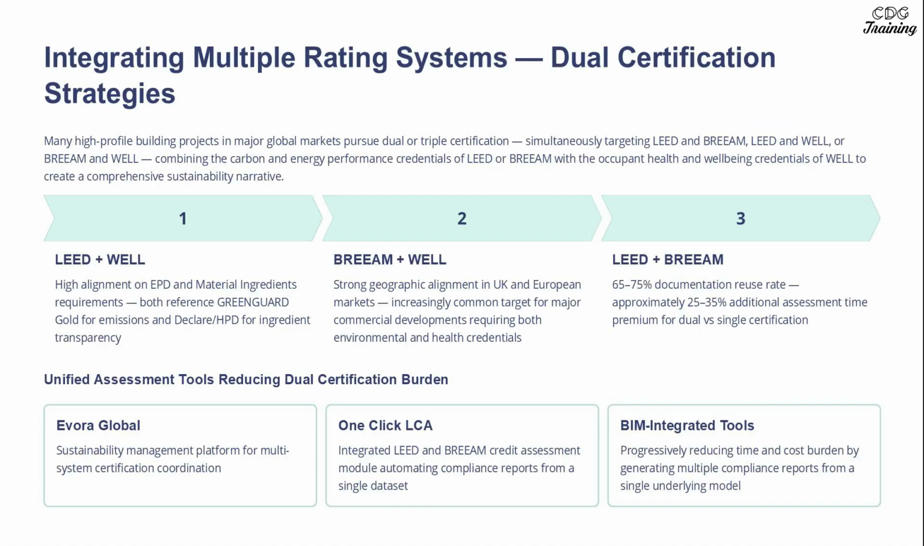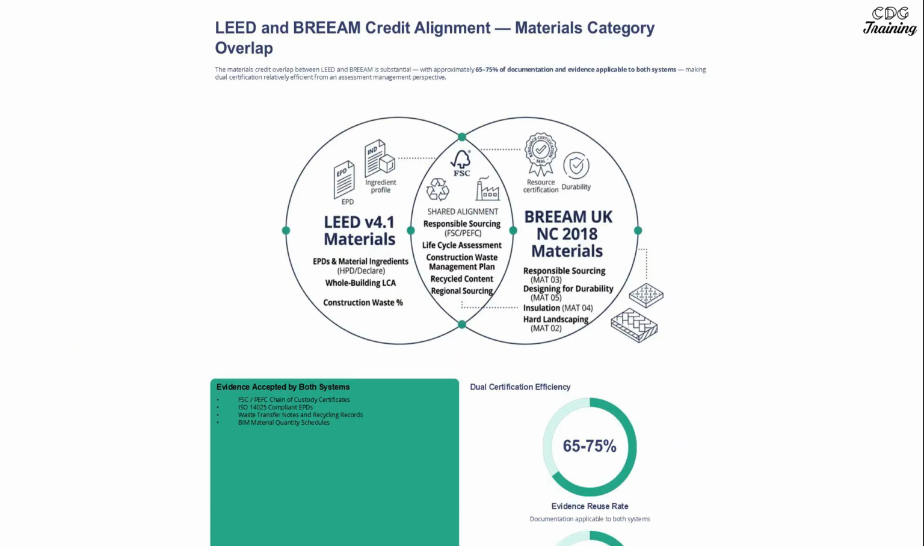Integrating multiple rating systems like LEED, BREEAM, and WELL can streamline certification processes and enhance sustainability outcomes. Unified tools help reduce the certification burden. LEED and BREEAM credit alignment focuses on shared materials and resources, promoting dual certification efficiency. This overlap encourages evidence reuse and streamlined processes.